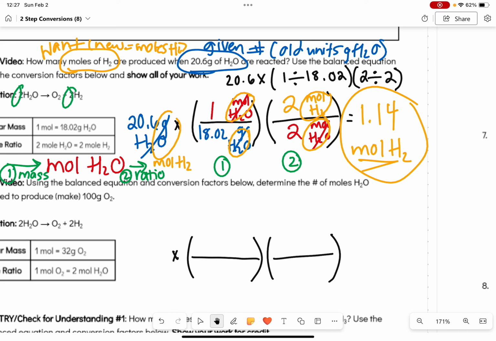Make sure you have your units, not only here, but throughout the entire problem. They should all be written for every number. No number should be by itself. It should have the unit, moles or grams, and the substance.